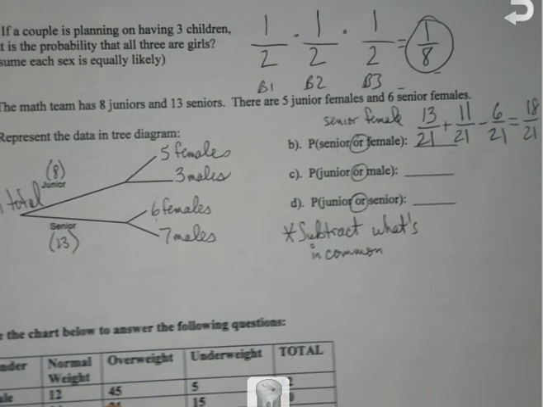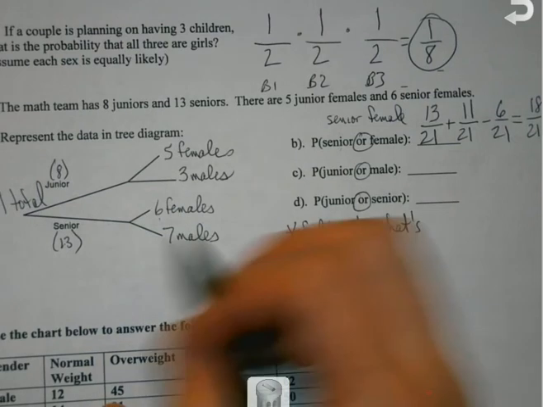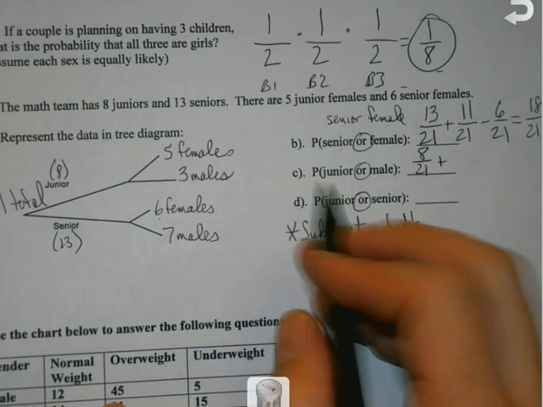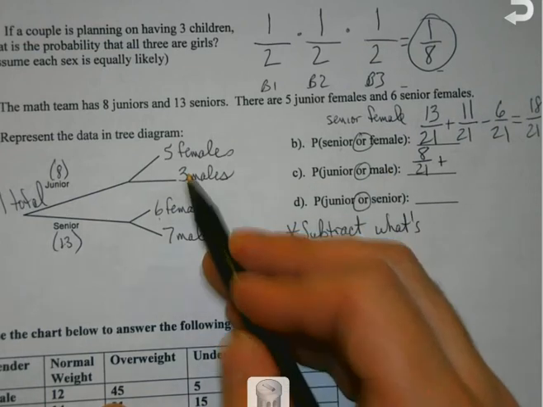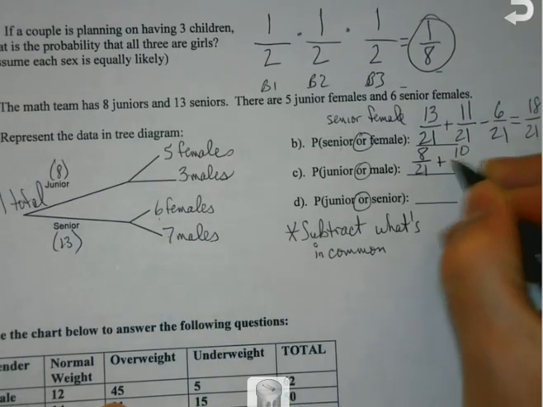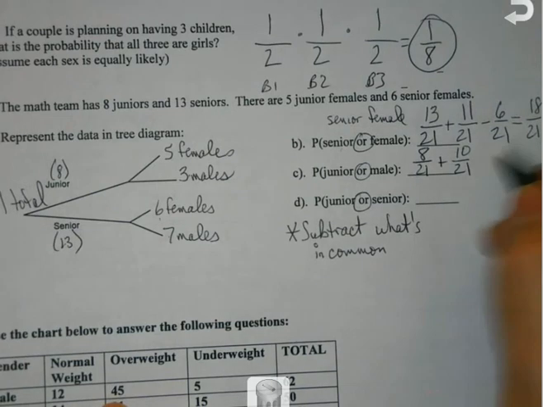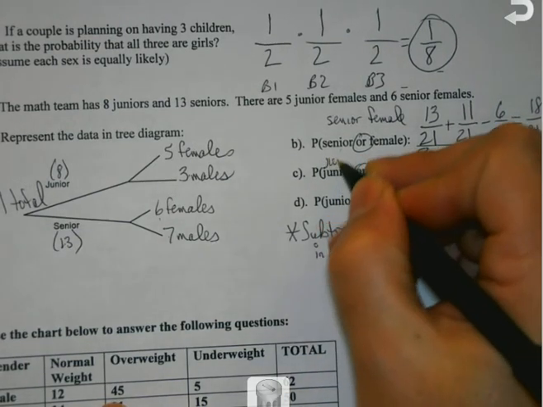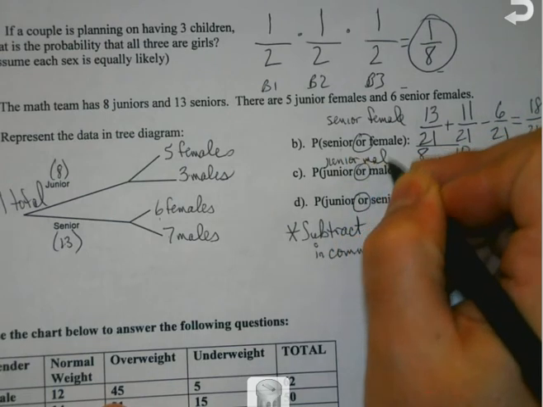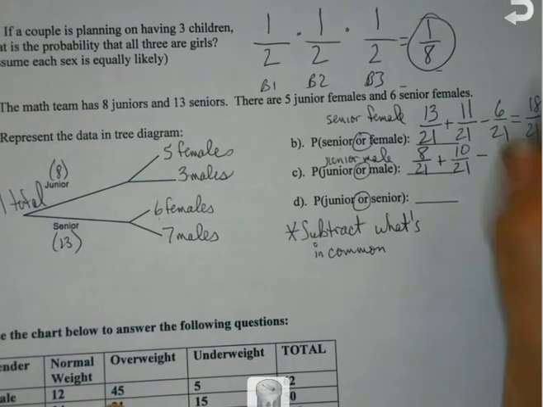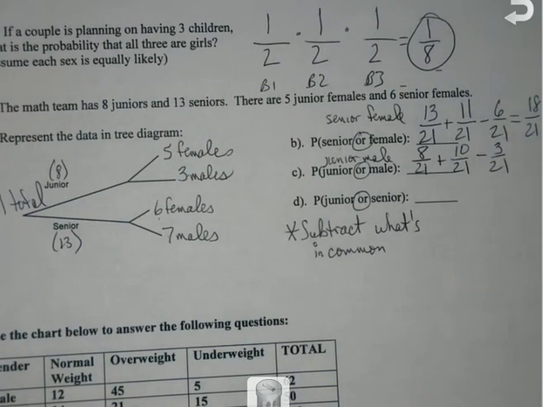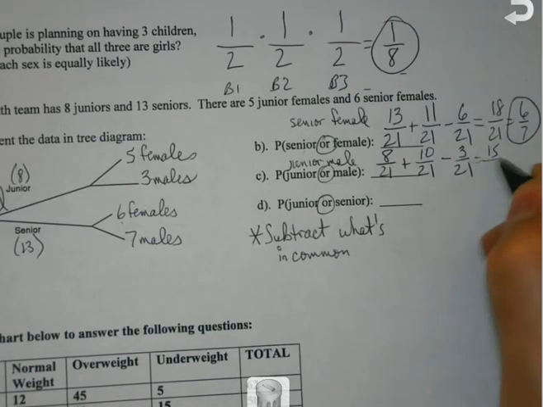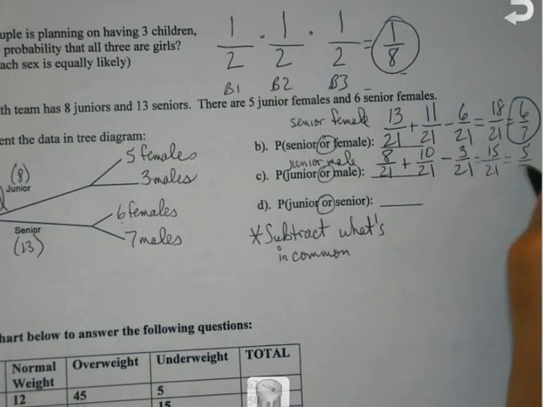So I come back over this way. Probability of a junior. There are 8 juniors. So 8 out of 21. Probability of being a male. 3 and 7 is 10 males. But again, minus what they have in common. A junior male would be what they have in common. Junior male, there's 3. So I gotta take those out. So 18 minus 3 is 15 out of 21. Or 5 out of 7.